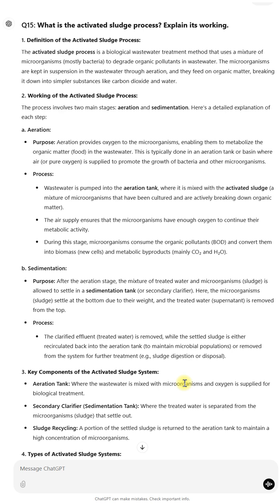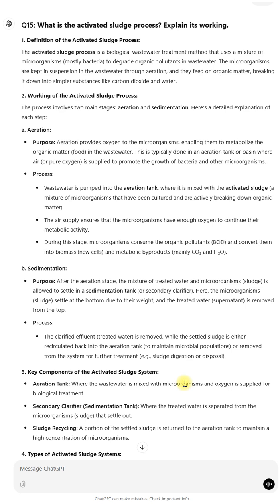Process. The clarified effluent, treated water, is removed, while the settled sludge is either recirculated back into the aeration tank to maintain microbial populations or removed from the system for further treatment, e.g. sludge digestion or disposal.